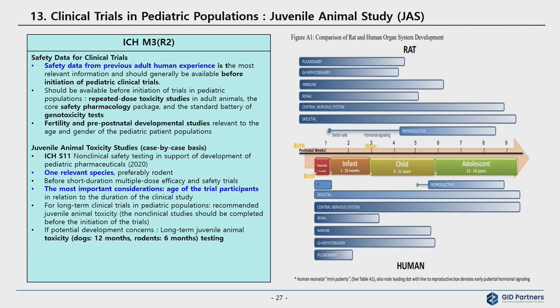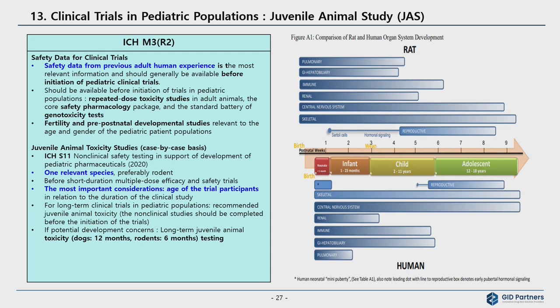And about clinical trials in the pediatric population, well, this is called juvenile animal studies, or JAS. Before doing the clinical trials in pediatric populations, there are some considerations. In adults, we have to see if the drug has been used in adult humans, and what the safety data was in that case. And in normal healthy animals, were repetitive toxicology studies or genotoxicity data available, and what do those data say. And if necessary, the reproduction toxicity data has to be also included.